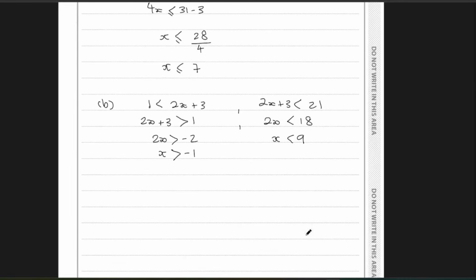So we get two inequalities. X has to be greater than minus 1, and x has to be less than 9. So we can present this in a different way. We can say minus 1 less than x less than 9. And that's the answer for B.